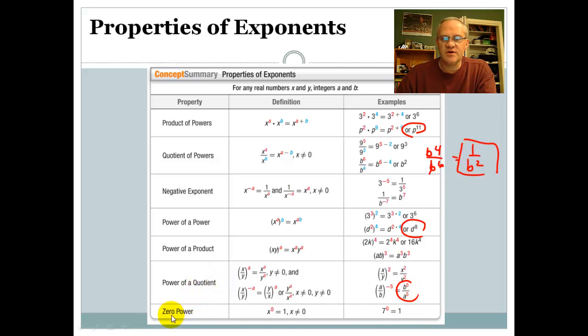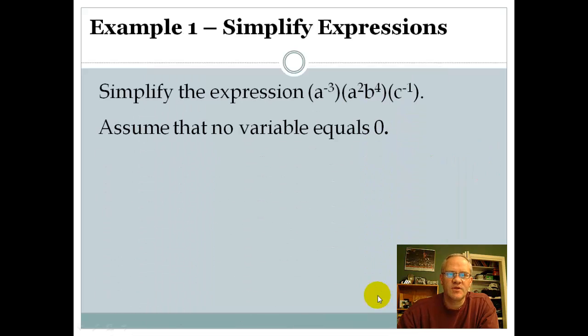And the last power here is the 0 power. Just remember, anything to the 0 power always equals 1. Doesn't matter what it is, anything to the 0 power is always 1. Okay? So a quick little review of some of the properties. Let's work out a few examples here.